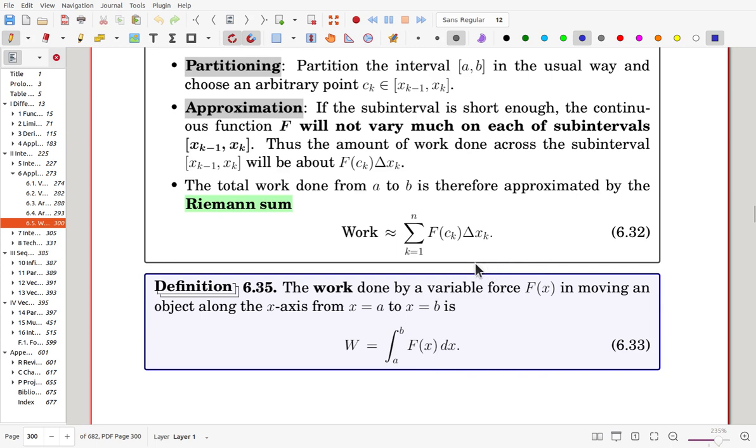Here now c_k becomes x and Δx becomes dx. So here we define the work for a variable force f(x) moving an object along the x-axis from a to b: that is the integral from a to b of f(x) dx.